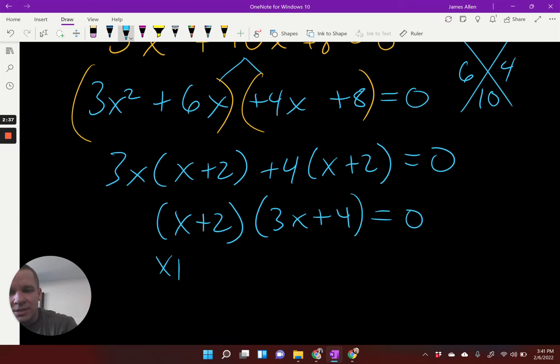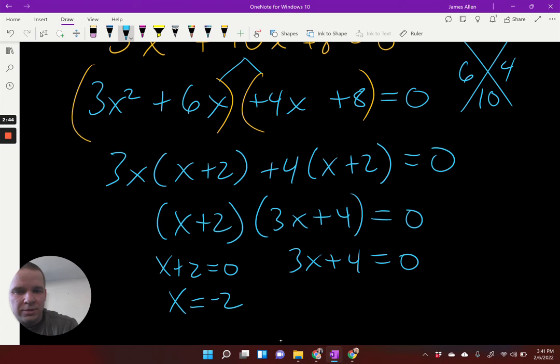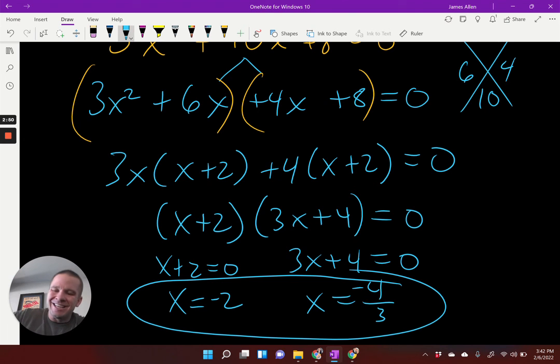Okay, so now I can take x plus 2, set it equal to 0, and solve. I'll get x equals negative 2. And I'll take my 3x plus 4, set it equal to 0, and I'll get x equals negative 4 over 3. I got my two solutions. That is awesome and fantastic and wonderful.